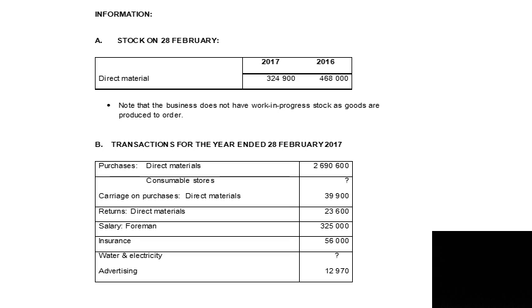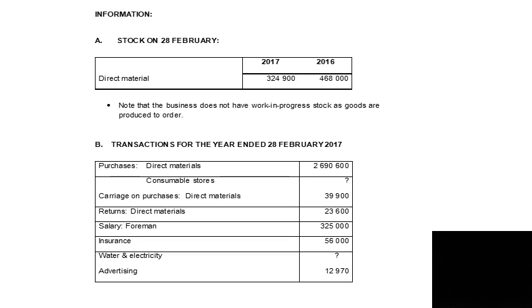We also have a bullet on information A. Note that the business does not have work in process stock as goods are produced to order. Information B, transactions for the year ended 28 February 2017. Different questions will present the transactions differently. In this case, the transactions were given in the form of a trial balance.